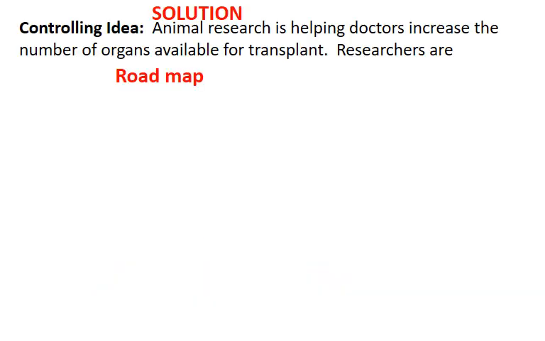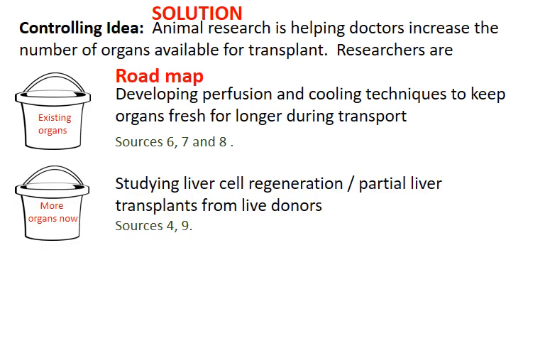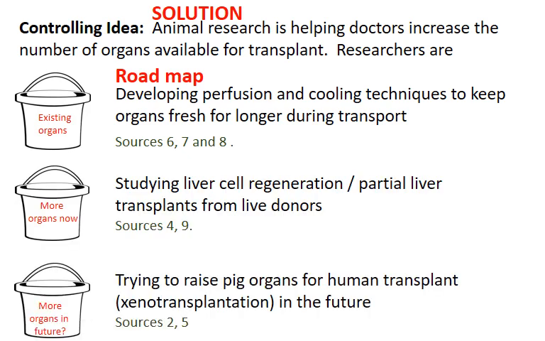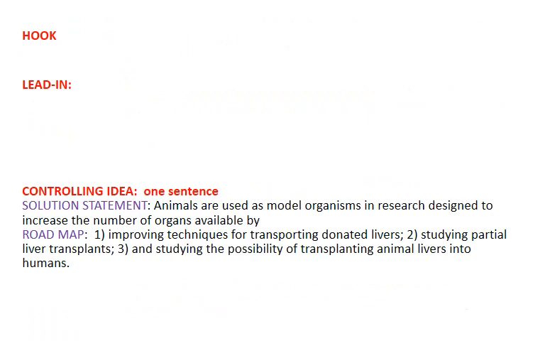I'm going to go back to my bucketing from yesterday and look at my controlling idea, which was the solution to the problem. Animal research is helping doctors increase the number of organs available for transplant. That's what they're trying to solve, not having enough organs. And then my buckets really provide the roadmap for how I'm going to do that. They're doing it this way, and this way, and this way. So I'm just going to copy down the solution statement and the list of items from the bucket list descriptions, put them all together in the sentence, and that's my controlling idea.